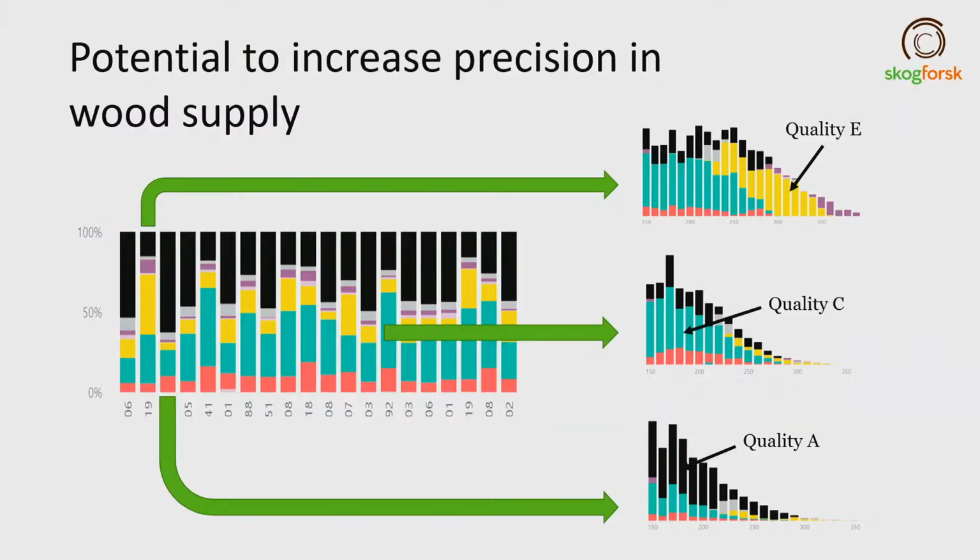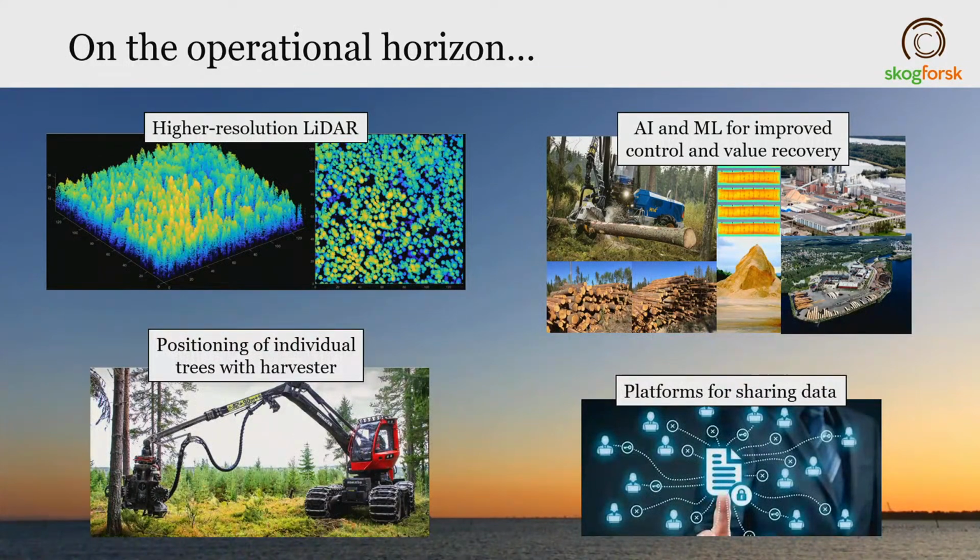Or the other way around, that they tell the forest what they want to produce, and then the forest can adapt to deliver the right type of timber for that plan. Summarizing then, that is something that we work on right now, just a few snapshots of what I think could be on more the operational horizon quite soon.